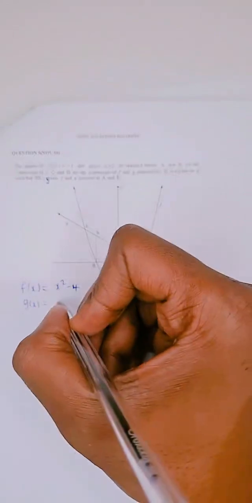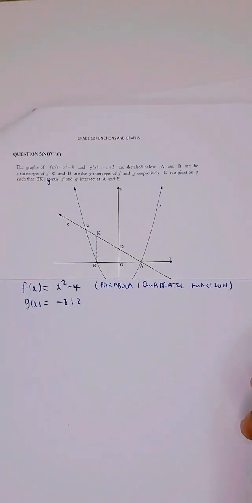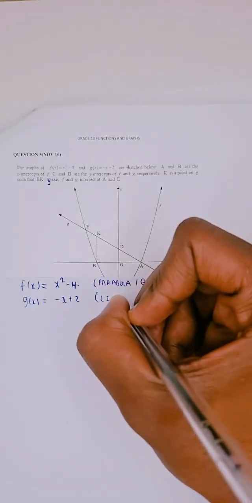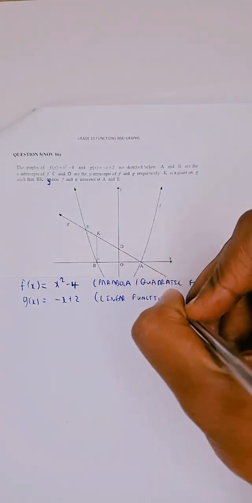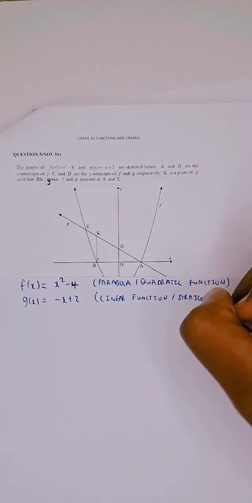Do we know what that is? G of x is equal to negative x plus 2. Do you know what type of function that is? Negative x plus 2. Yes, flavorful scent. We refer to that as a linear function, or better yet, we call it a straight line.